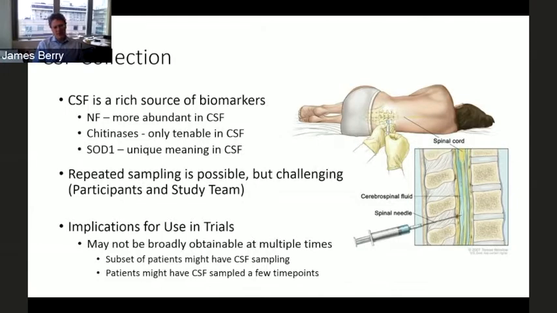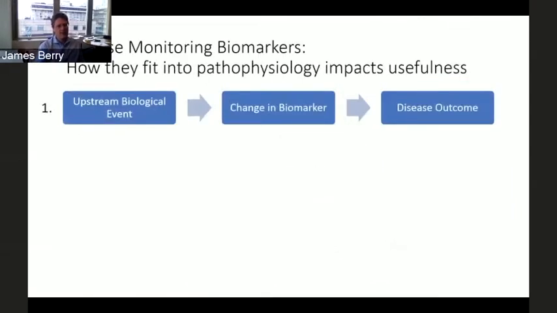The implication for trials is really that you may not broadly be able to get CSF at multiple times from everybody in the study. So it might be a subset of patients that have frequent CSF sampling, or it may be that many patients have CSF sampled at a few time points. But I think it's probably folly to think everybody will have it every 2 months, for example, throughout a trial.